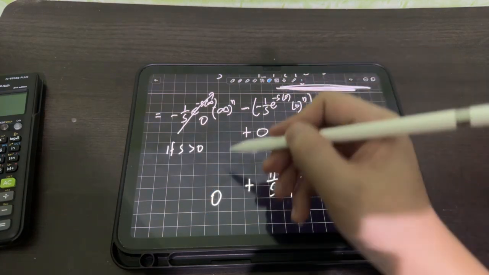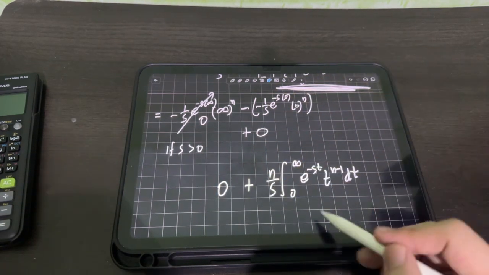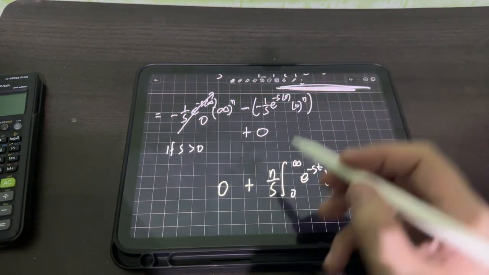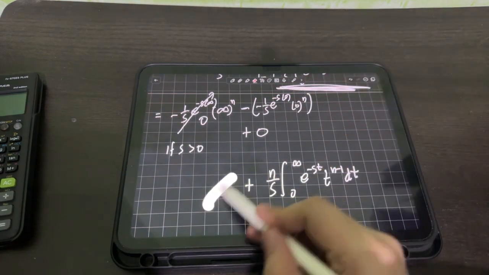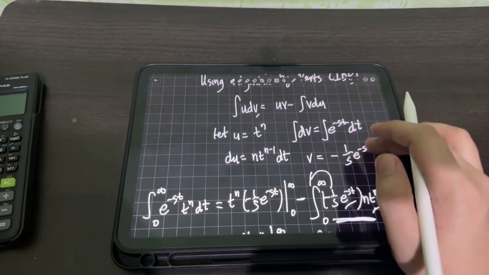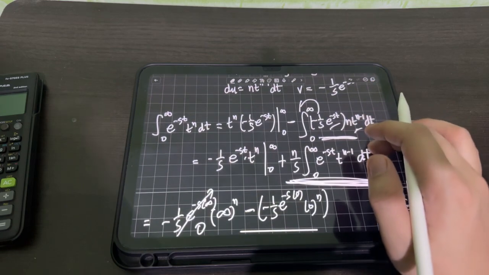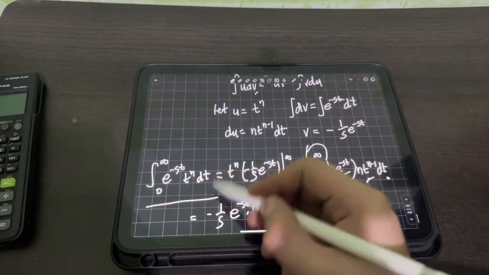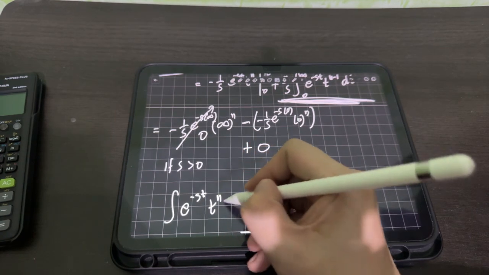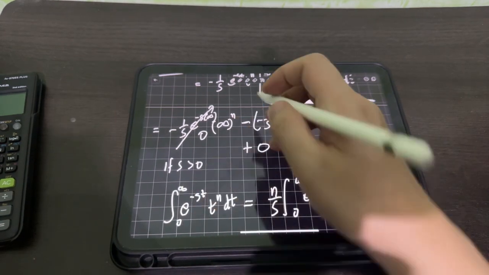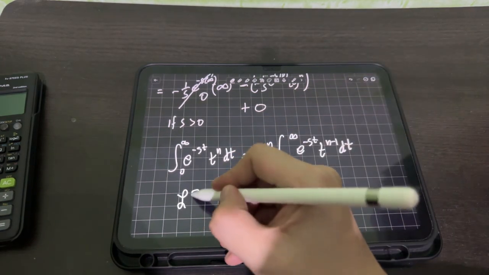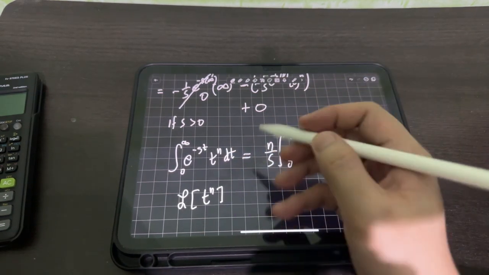So we don't actually need to simplify this because this turns out to be another integral. So we can eliminate this 0 and equate this to the left side, which is the integral of e to the negative st t to the n dt from 0 to infinity. But this is also the Laplace transform of t to the n, right?